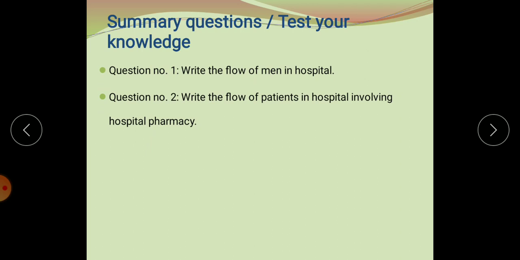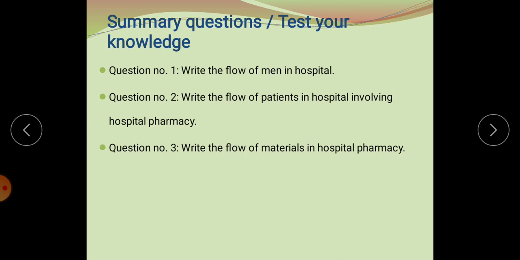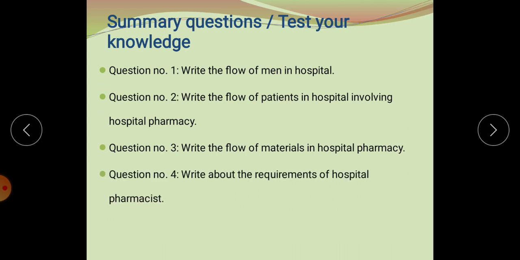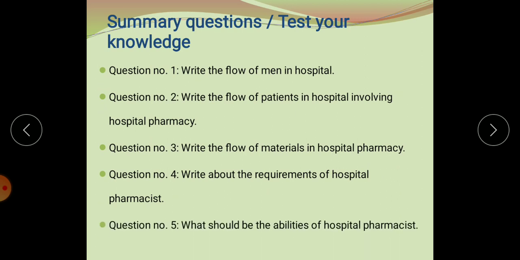Okay, so now there is the question answer session. First question is, write the flow of men in a hospital. Second is, write the flow of patients in hospital involving hospital pharmacy. Third is, write the flow of materials in hospital pharmacy. Fourth one is, write about the requirements of hospital pharmacist. And the last question is, what should be the abilities of hospital pharmacist.